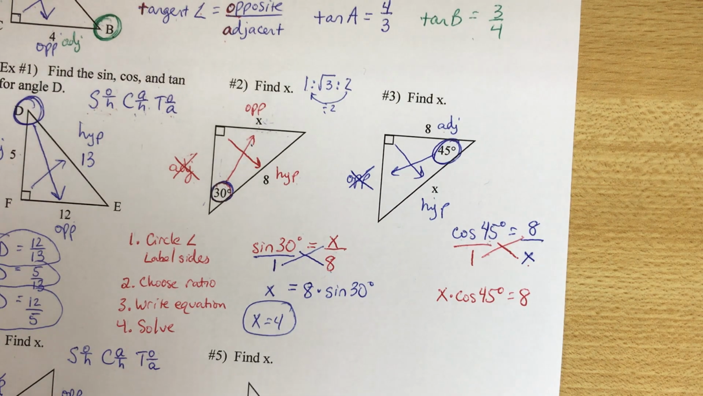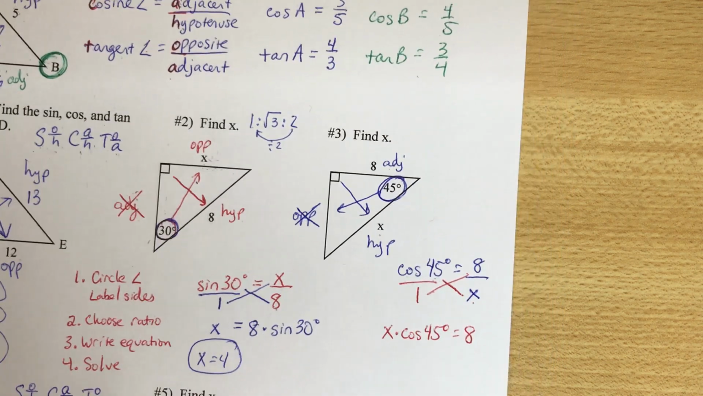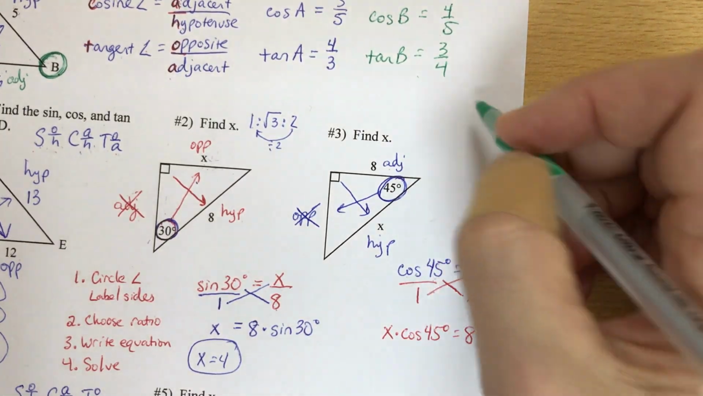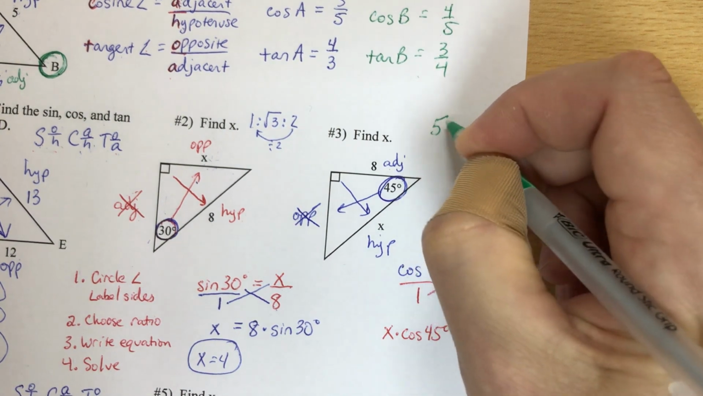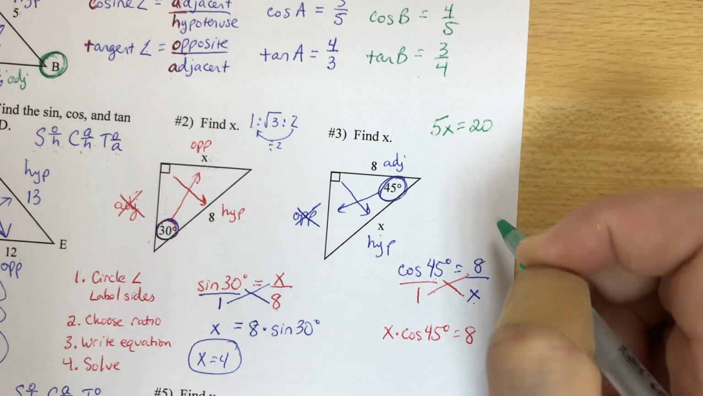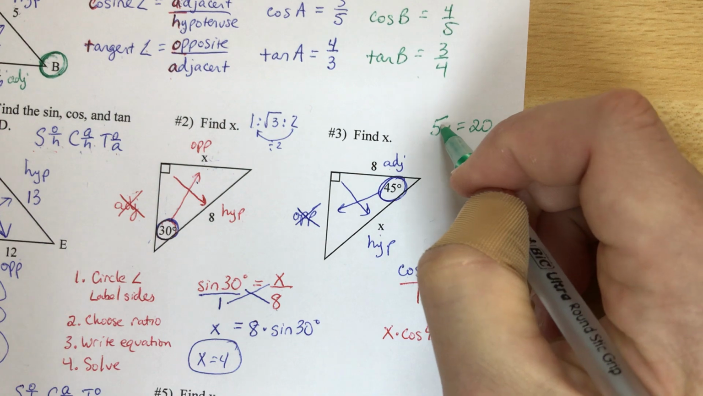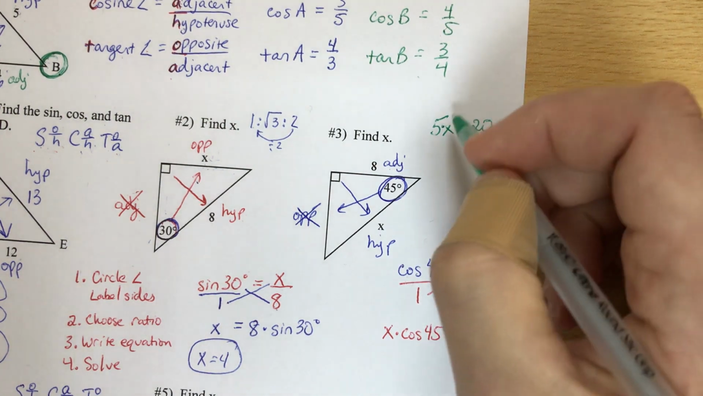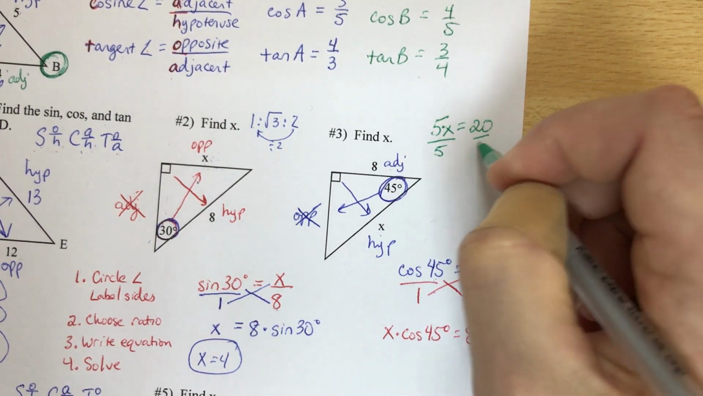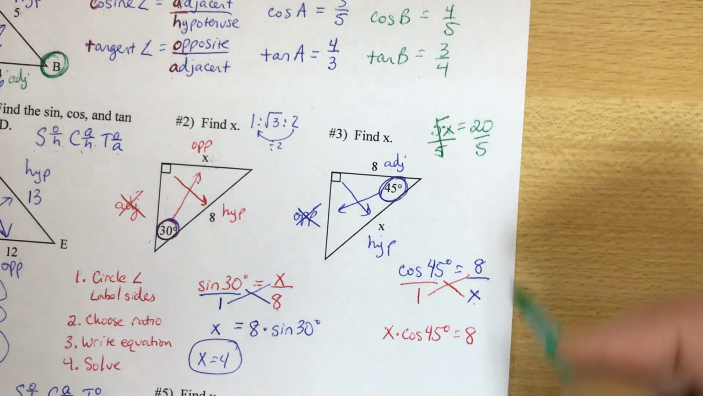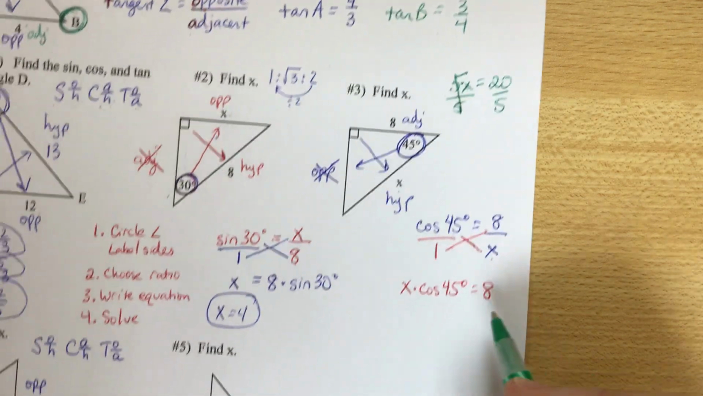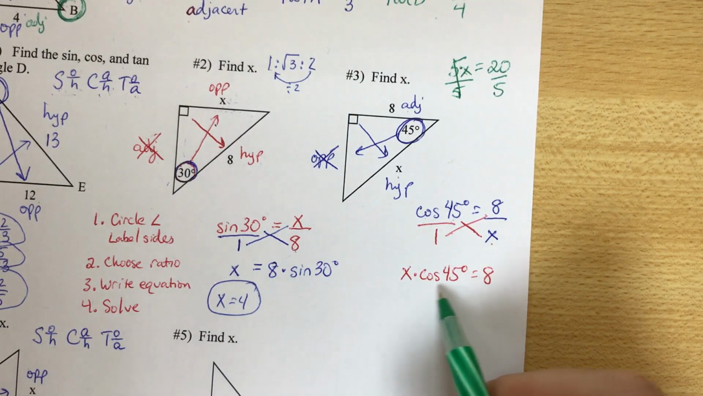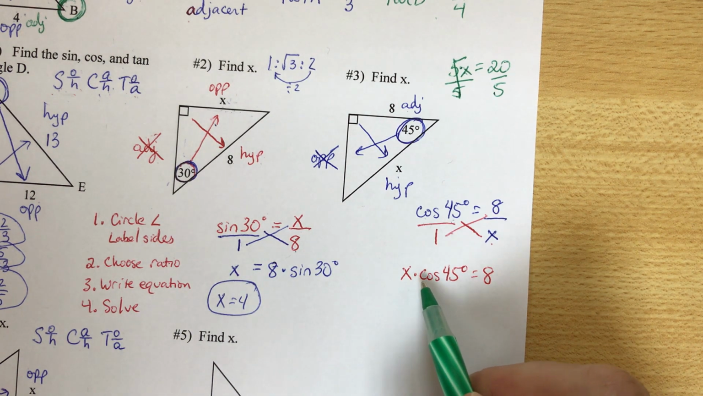Well, think of an equation that you're more familiar with. Let's say the equation, I'm just going to write it up here, 5 times x equals 20. How do we undo multiplication? Well, we divide. We divide by 5, and you get x equals your answer. This is the same thing. It looks different because you have cosine 45, but you're going to multiply that by x.